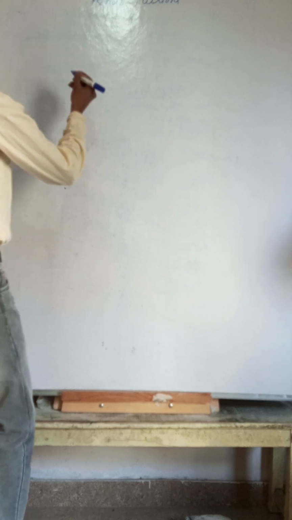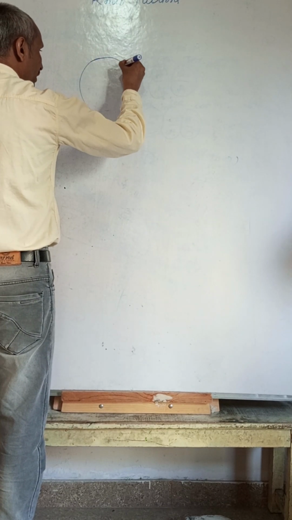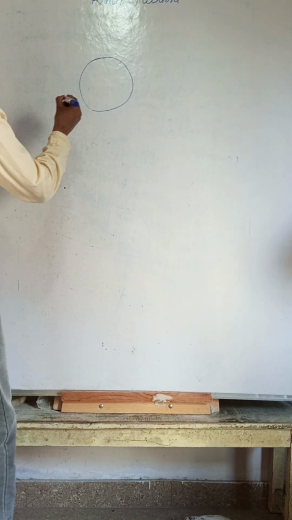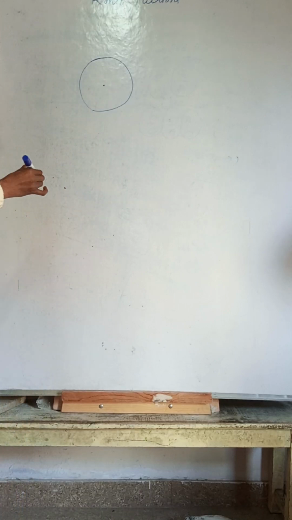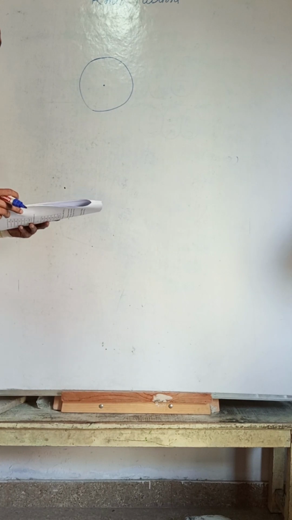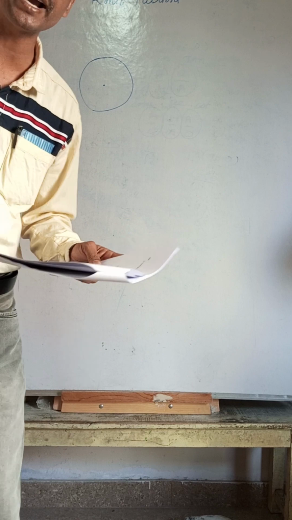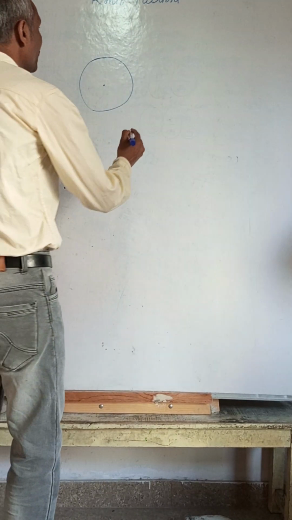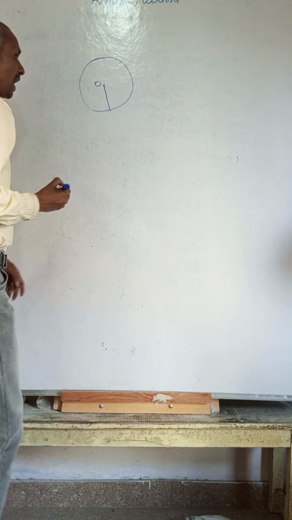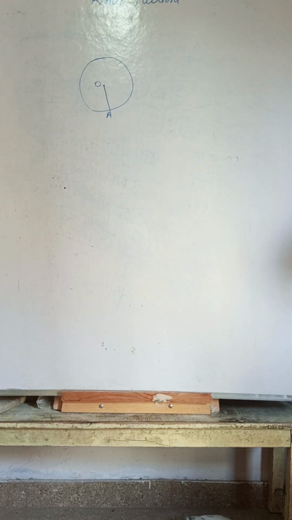Listen carefully. First of all, you have to draw one circle. Open your compass to 3.5 centimeters and construct a circle whose radius is 3.5 centimeters. You have to construct two tangents, between which the angle is 80 degrees. So first, join any one radius. This is the center O you marked, and join the radius at A. So OA is the radius.